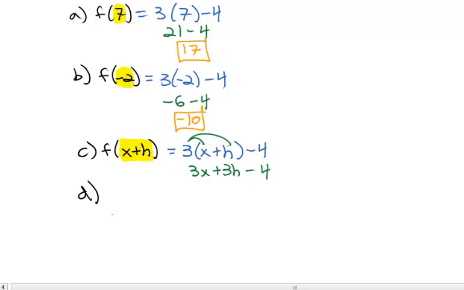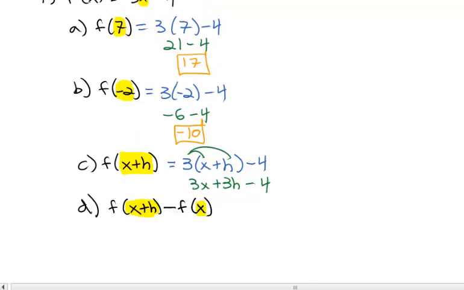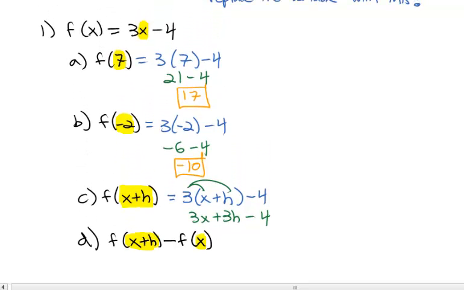How about this one? This is one that gets people a lot. Let's tweak it a little bit. F of x plus h, and then I'm going to subtract f of x. Well, first we're going to put x plus h into the function. Then we're going to put x into the function. Now it's off my screen, but I hope you have it in your notes. F of x is 3x minus 4.